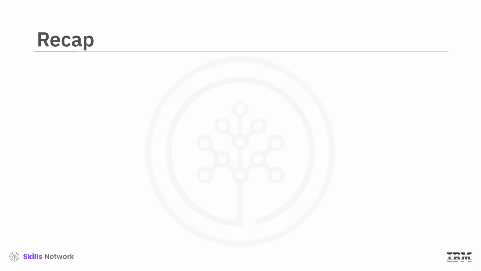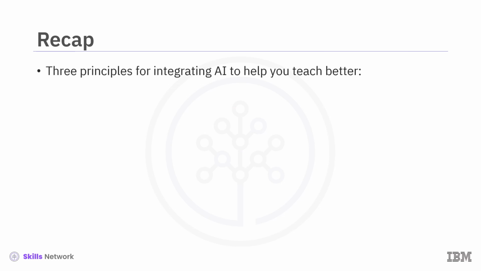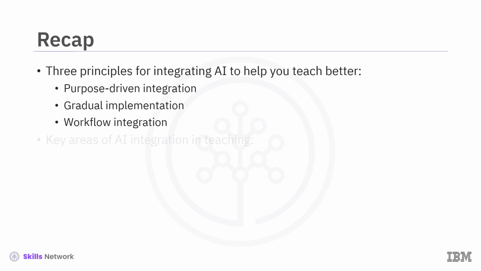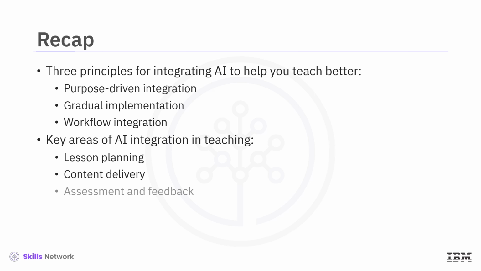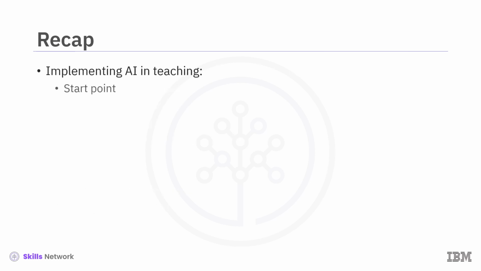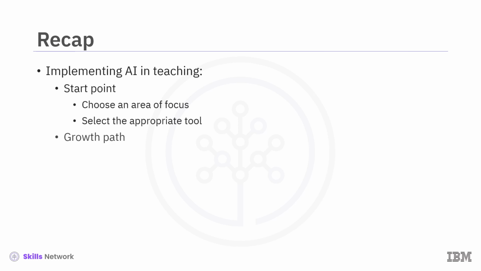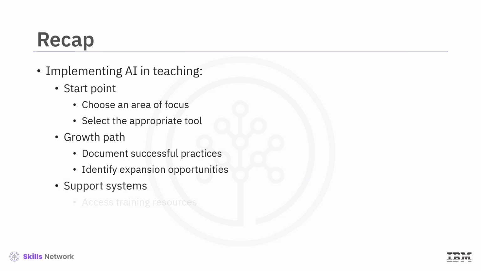In this video, you learned that integrating AI to help you teach better can be done using 3 simple principles: purpose-driven integration, gradual implementation, and workflow integration. There are some key teaching areas where you can integrate AI, such as lesson planning, content delivery, assessment and feedback, and administrative tasks. To implement AI in teaching, at the starting point, you must choose an area of focus and then select the appropriate AI tool. Then, you must chalk out a growth path by documenting successful practices and identifying expansion opportunities. Finally, you should also consider support systems, such as accessing training resources and joining user communities.